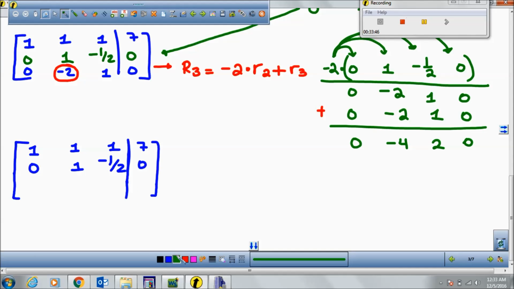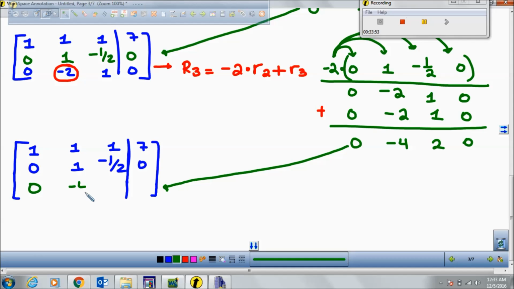So it's going to be this one going here. 0, -4, 2, and 0. I just realized I made a careless mistake. We wanted to make this -2 a 0. So I needed to add to this -2 the opposite of it, which is a +2.